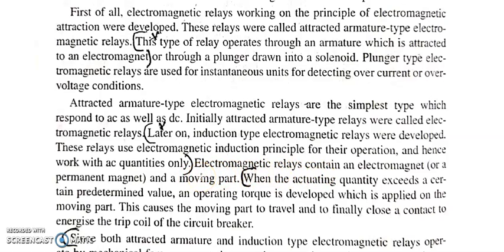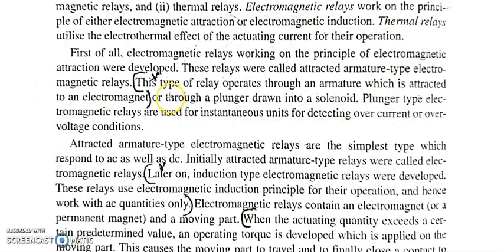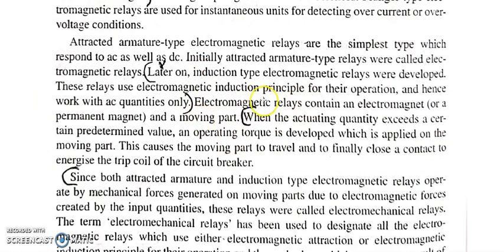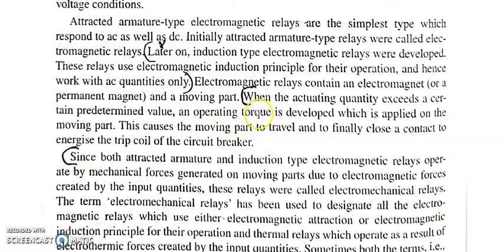The relay based on EMI, that is electromagnetic induction, works on AC quantity only, whereas the electromagnetic attraction type of relay works on both AC as well as DC. Both types of relays operate using mechanical forces. Their torque is developed, so a mechanical force is created, and due to this, both the attraction relay and the induction relay work.